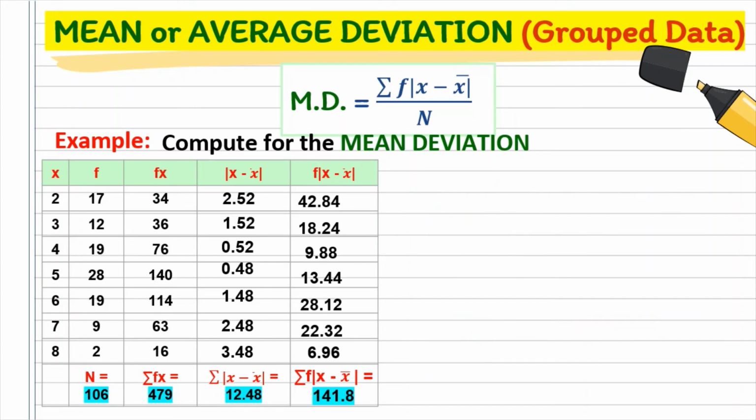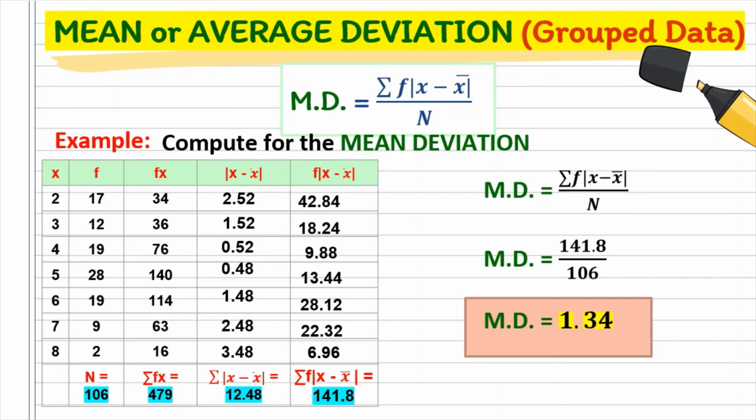Then, we will solve the mean deviation. So, 141.8 divided by 106. So, the answer is 1.34. Okay?